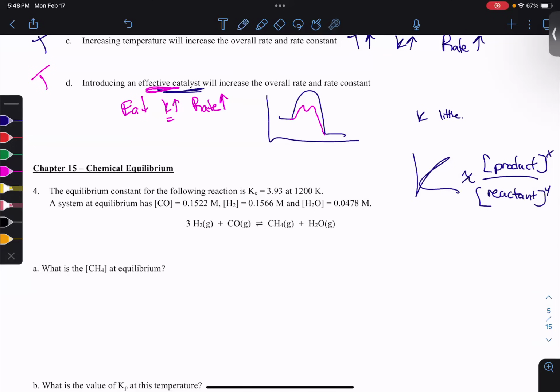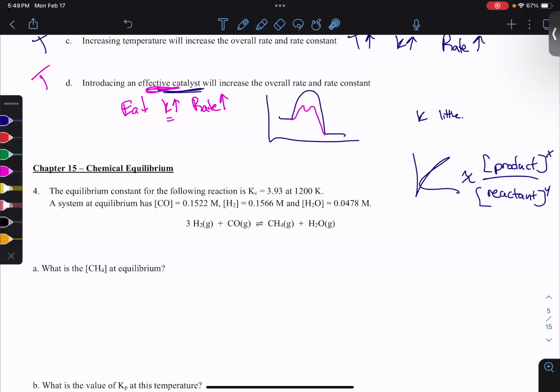If K is really big, think about how can you make a fraction a big number? You can have a lot of products, or you can have a very, very small amount of reactants. Having a big number in the numerator or a very small number in the denominator yields you a really large K value. Versus a small K value means that you have a lot of reactants present and not a lot of products present. So just that magnitude tells you something about that reaction, right?